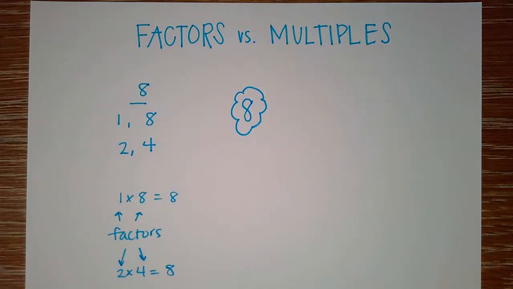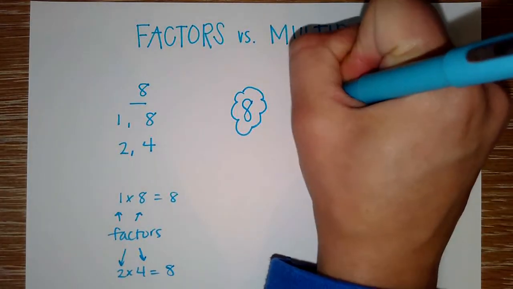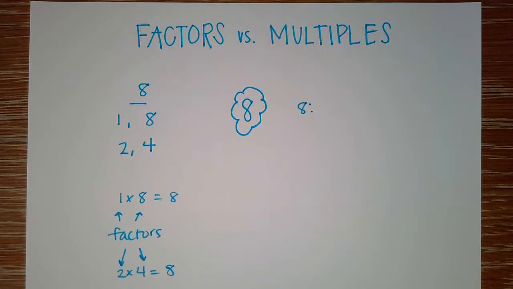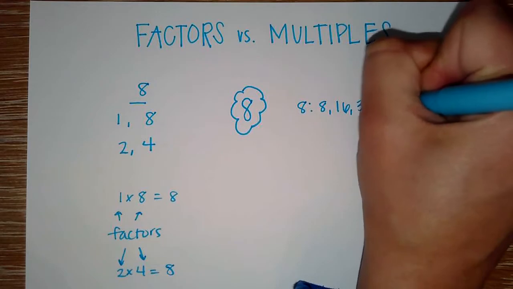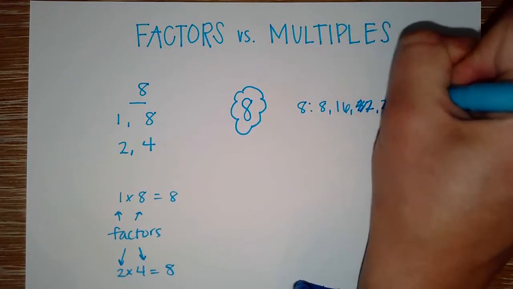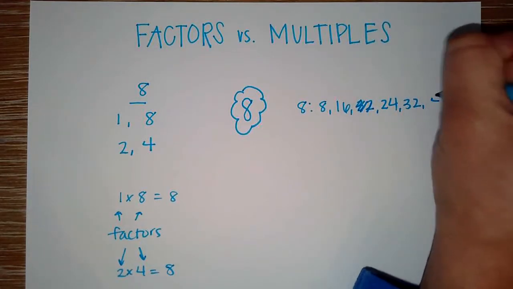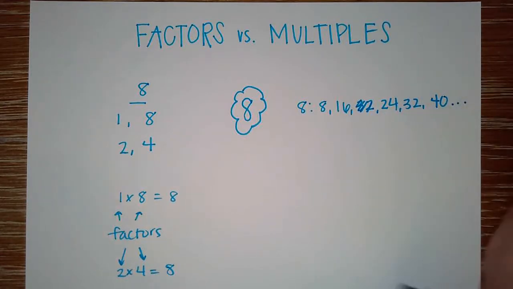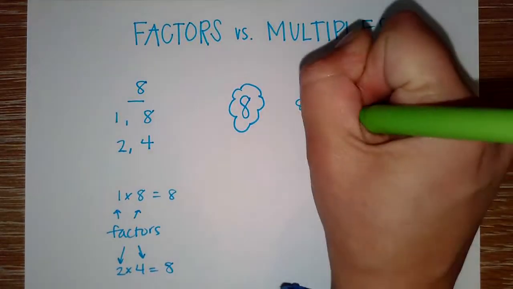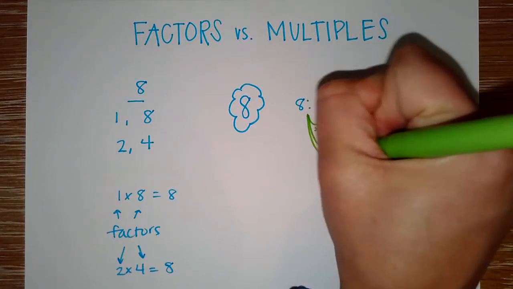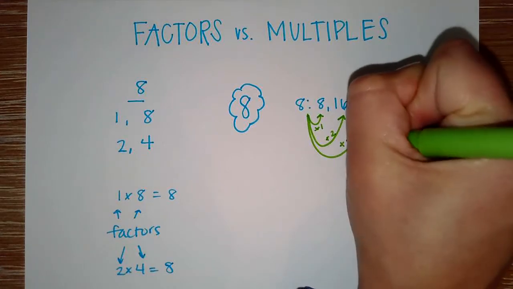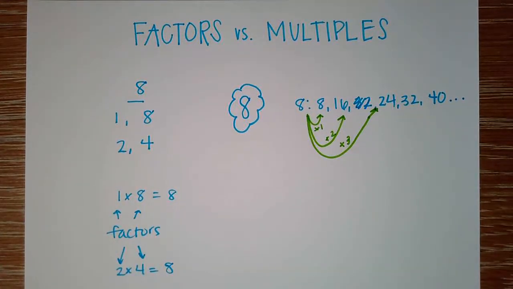Making a list of the multiples of 8, we would start, and that list continues on. So we've got 8, 16, 24, 32, 40, and so on. So this list continues. What you are doing is taking the multiples of 8. So this is 8 one time, this is 8 two times, 8 three times, and so on and so forth.